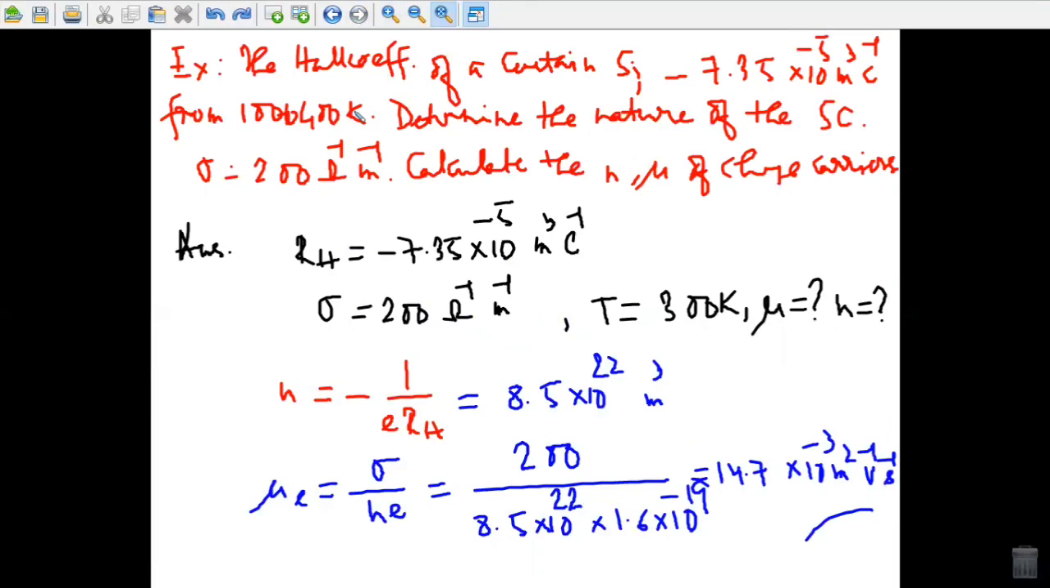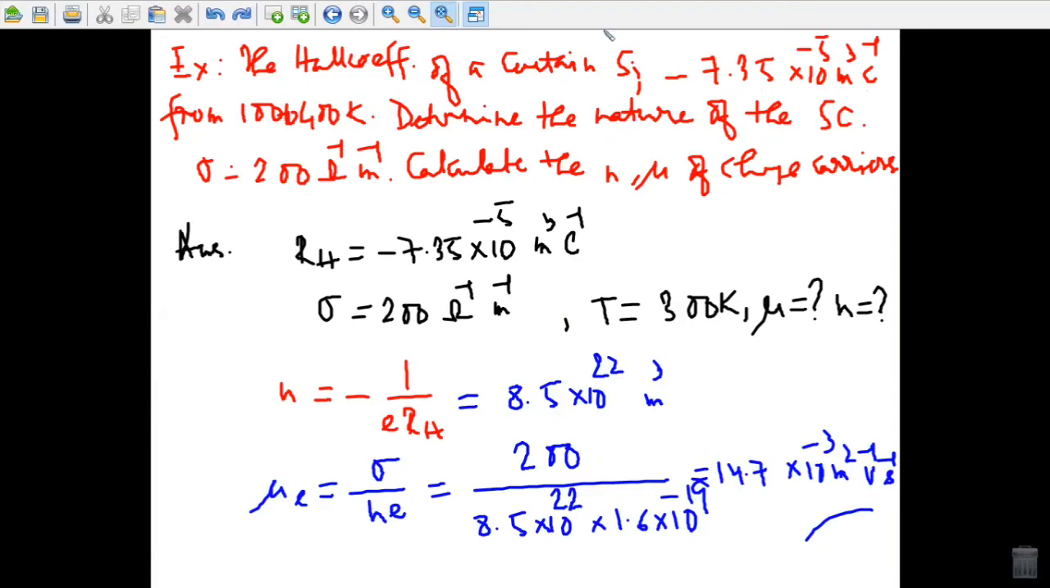The Hall coefficient of a certain silicon specimen was found to be minus 7.35 into 10 to the power minus 5 meter cube per coulomb from 100 to 400 K. Determine the nature of the semiconductor. Further, the electrical conductivity was found to be 200 ohm inverse meter inverse. Calculate the density and mobility of charge carriers.